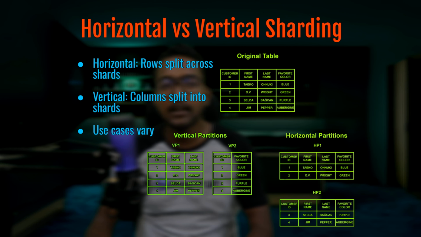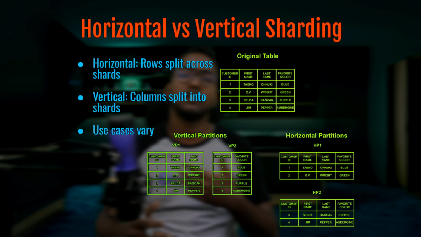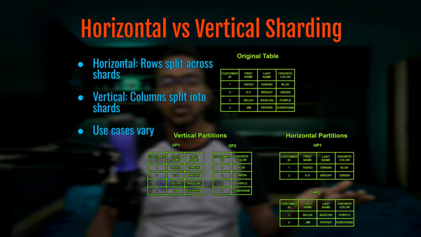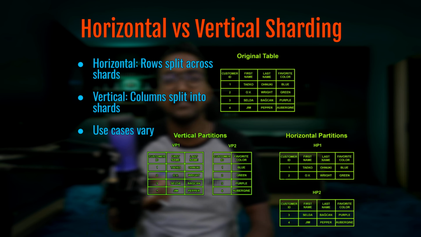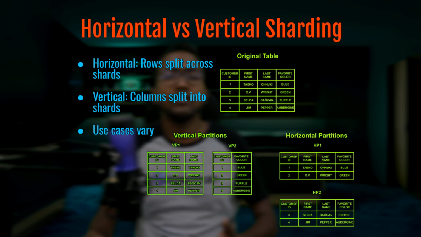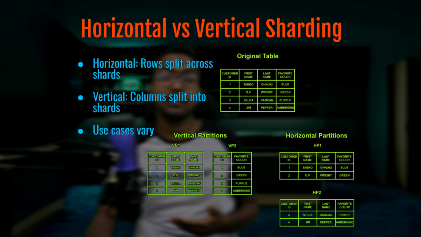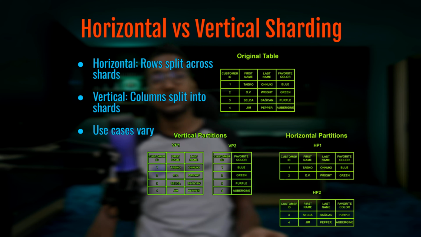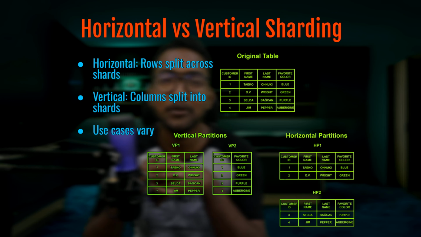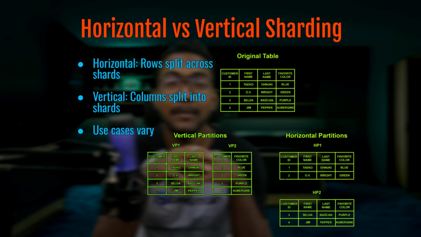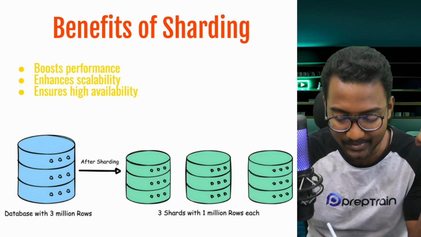While both methods offer scalability, their effectiveness depends on the specific requirements of the application. Horizontal sharding excels in scenarios with high row growth, while vertical sharding suits systems where data types vary significantly. A clear understanding of these differences will help us make informed decisions about which strategy to employ in a real world scenario. Okay, now let's move forward to discuss the key benefits of implementing sharding in modern systems.